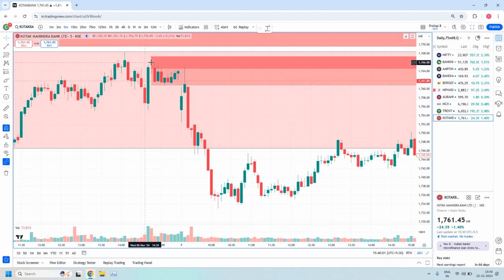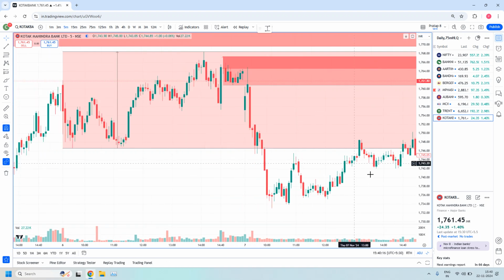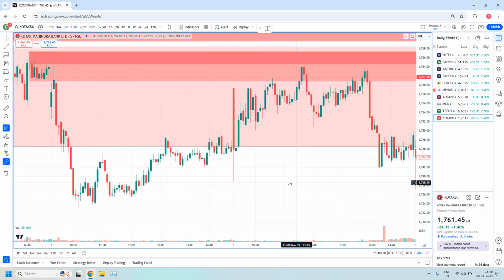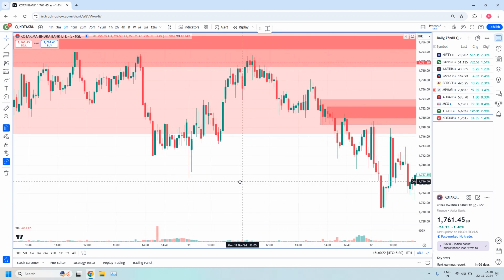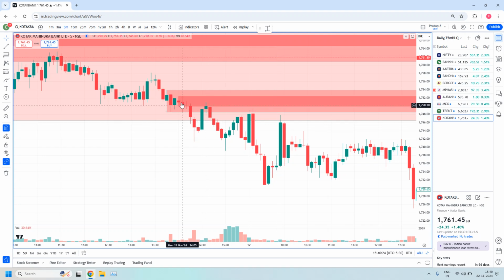We have a rally, base, drop. See here the prices came down and again with a gap up it moved up and picked up the orders. This zone is tested because this is at the type 2 proximal. Type 2 proximal is tested here. Here also the same is the case. This is also type 2 proximal. Type 2 proximal is tested here.